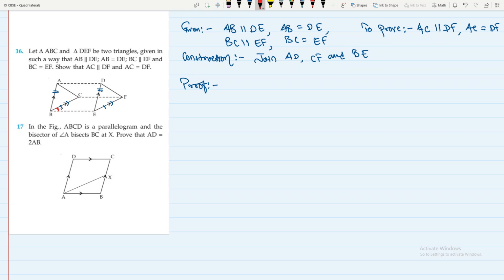See, if this is X, this angle CBE, can you see CBE? Yes, sir. Wait, before that, can you see that BC is parallel to EF and BC is equal to EF? Yes, sir. BC is parallel to EF and BC is equal to EF. Therefore, BCFE is a parallelogram, since one pair of opposite sides are equal and parallel, hence this quadrilateral is a parallelogram.